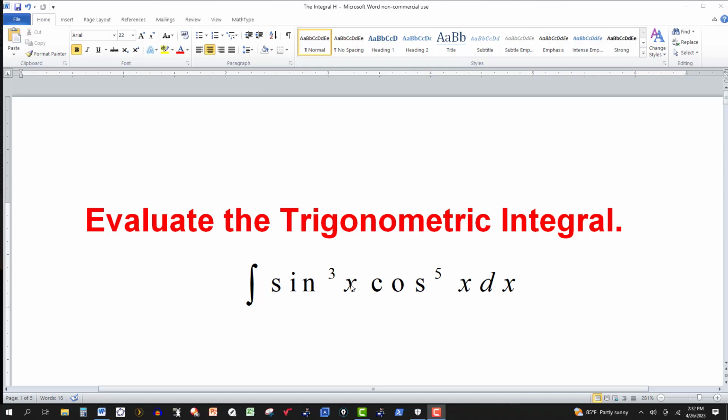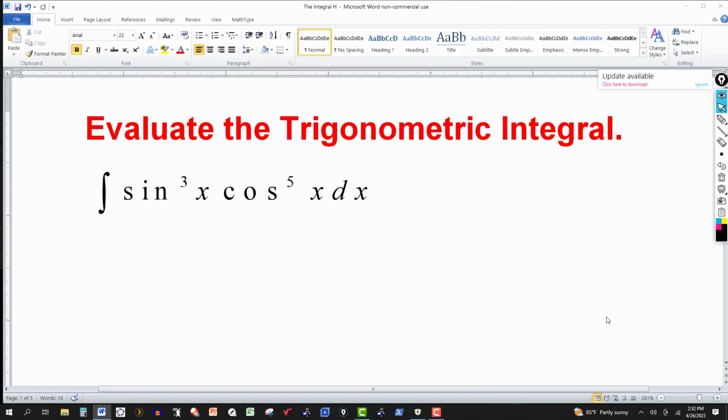In this video we have a trigonometric integral to evaluate. We've got an integral of sine to the third power times cosine to the fifth power. Both odd powers here. So the key to this is picking the right substitution, and there could be more than one substitution, especially here since the powers are odd.